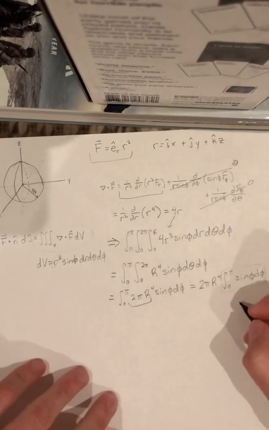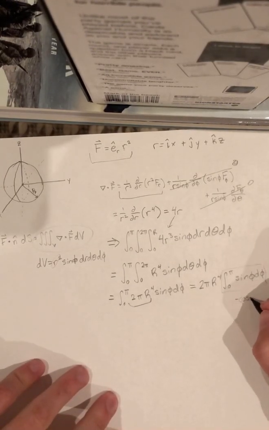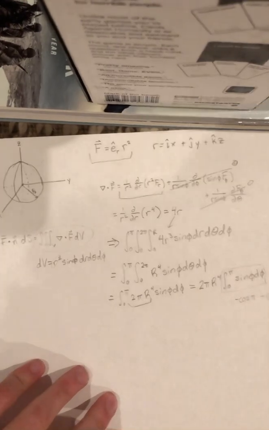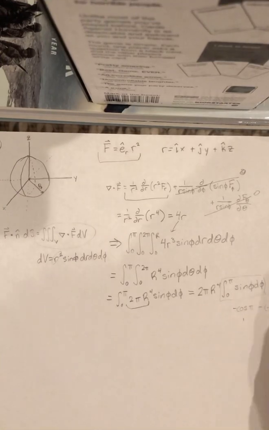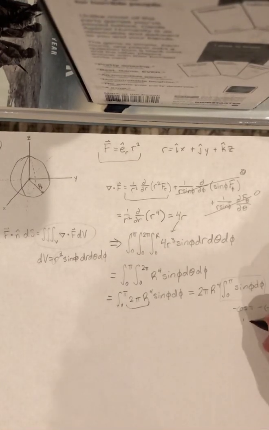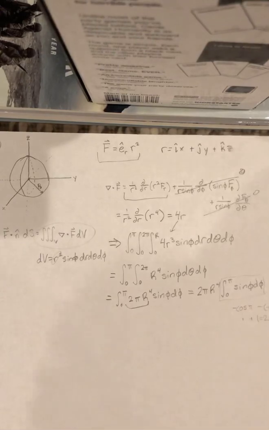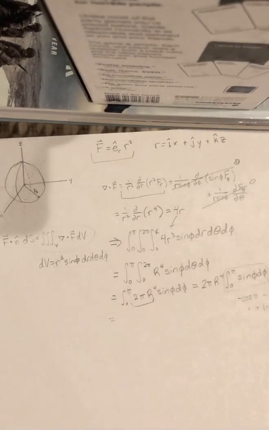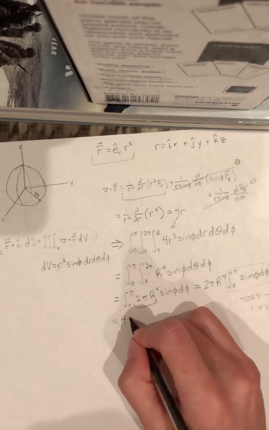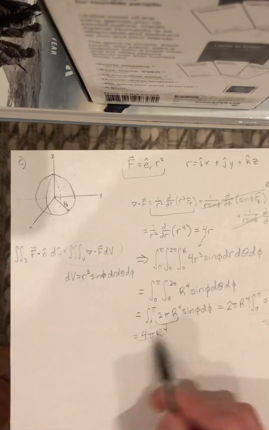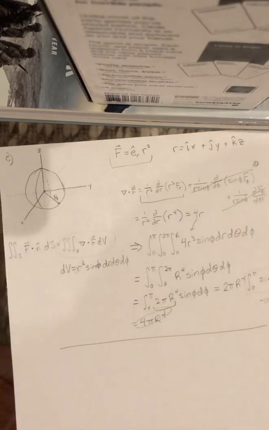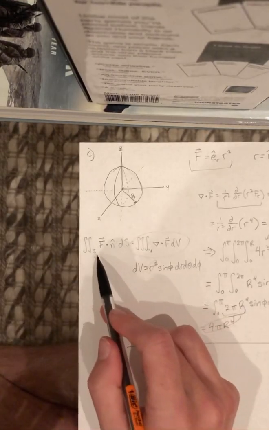It's going to be negative cosine of pi minus negative cosine of 0. This is going to be 1. This is going to be negative 1 technically, so 1 plus 1 is going to be 2. So we can do 4 pi r to the 4th. And then just like before, we're going to make a note of this. And we're going to move on to the surface area integral.